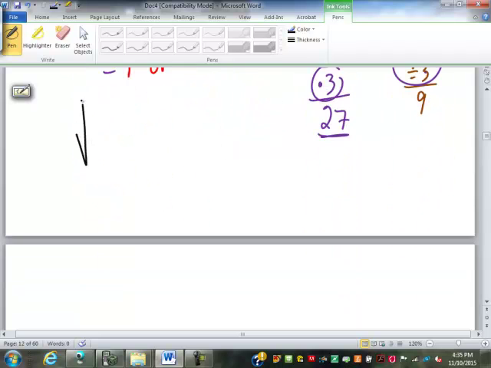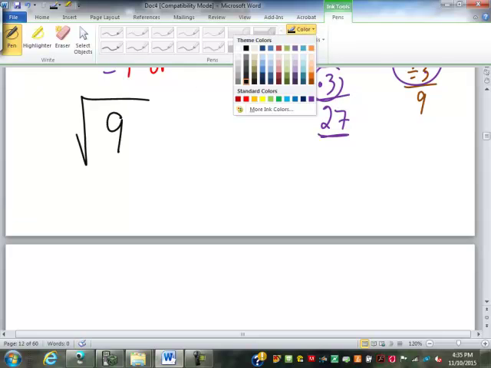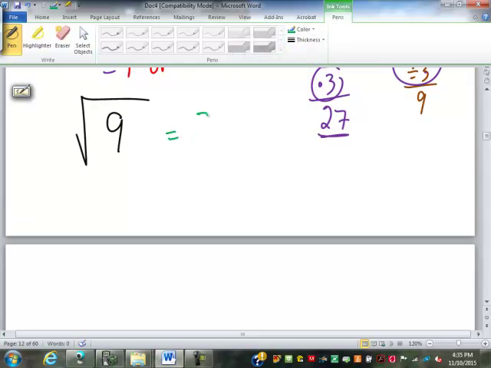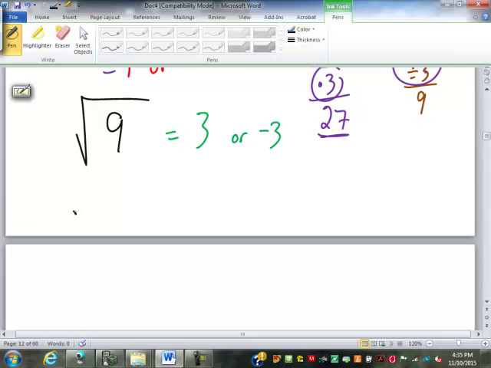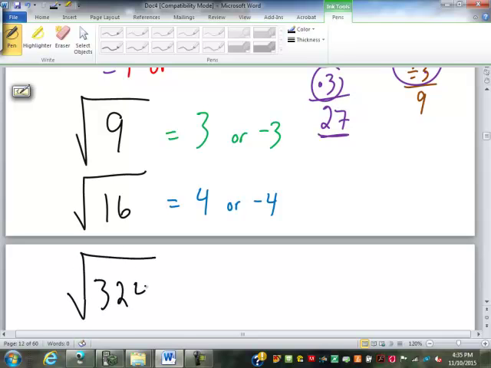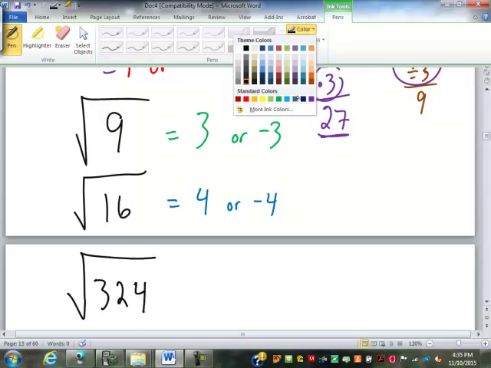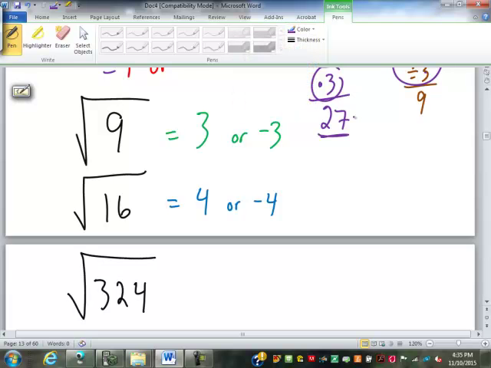So if I ask you for the square root of 9, what are the possible answers? 3 or negative 3. Or the square root of 16? 4 or negative 4. How about square root of 324? Okay, I don't expect you to have that one memorized.